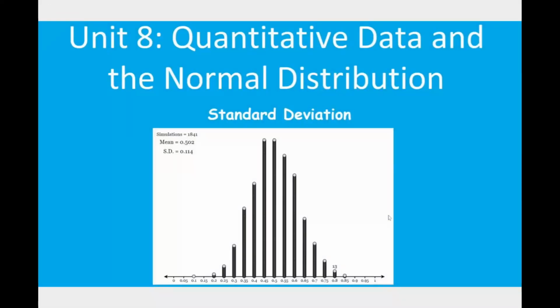Welcome back. We looked at that simulation last class period with the coin. This one was a different class period that I snipped and put on here just to reference. It looks like I have 1,841 different simulations of flipping a coin 20 times and recording the outcome. Our mean was 0.502, roughly 50%. SD stands for standard deviation. That's what we're going to talk about today.